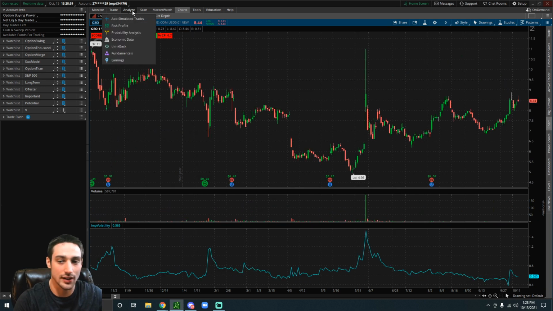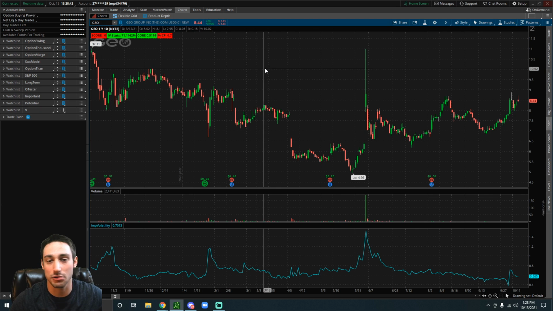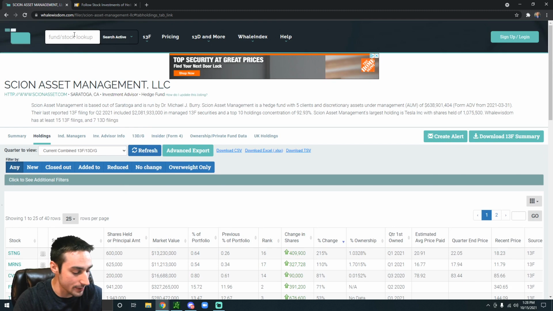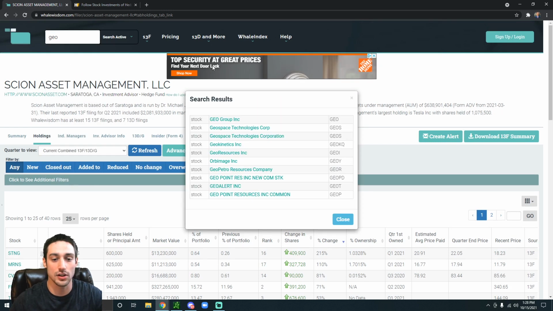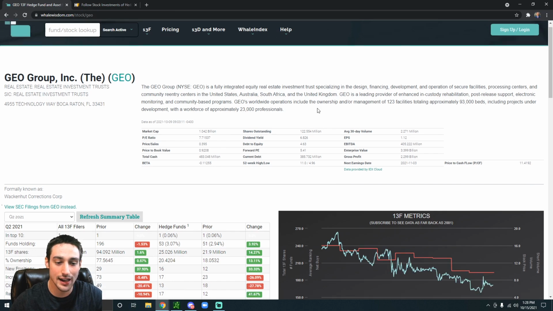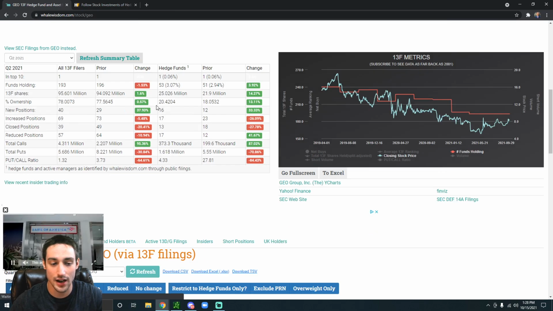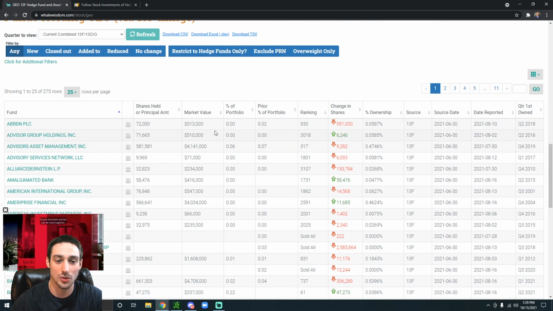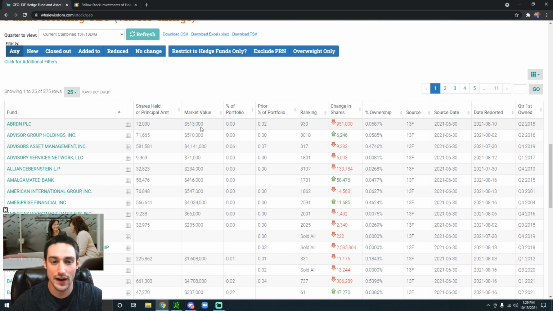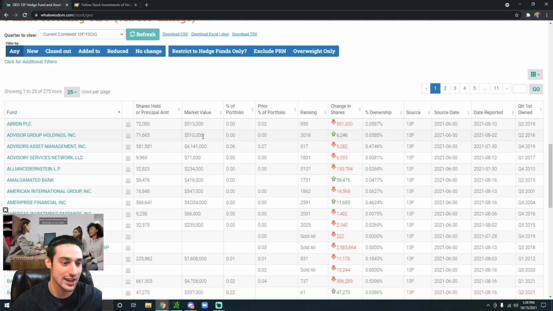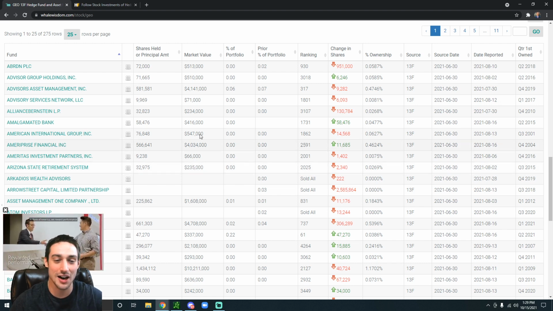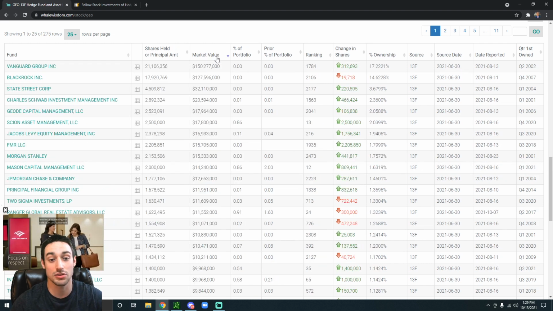Another thing I like to do is you can type in any stock you're looking at. I was really looking at GEO over the past couple weeks. So you can just head over to the search tab, type in GEO, press search, and then we'll click the Geo Group stock. And we can see basically a ton of data. We can see what funds are holding them. We can see the market value of each position. So, we can see this fund right here has $513,000 worth of the stock right now. This one has $510,000. Arizona State Retirement System has $235,000, and you can sort by the market value, which is what I really like to do.